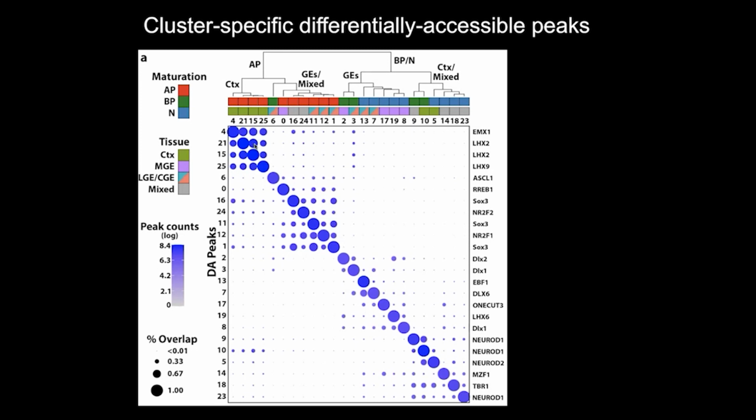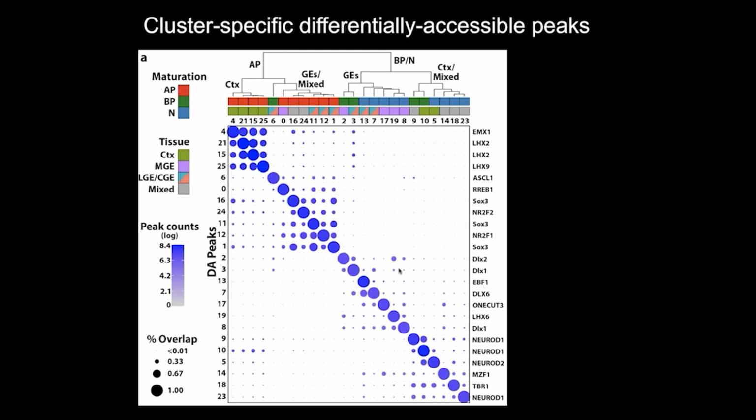So when you compare different clusters within this region, you see a high percentage of similarly differentially accessible peaks between these. So these 4 cell clusters are much more closely related to each other in terms of their accessibility profile compared to any of the other cell types.